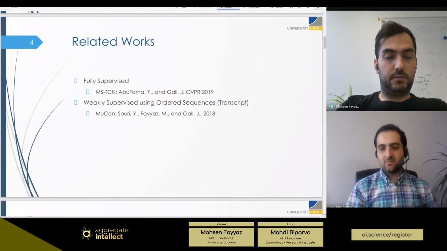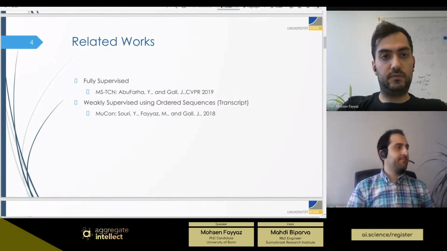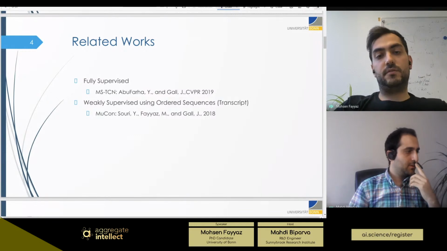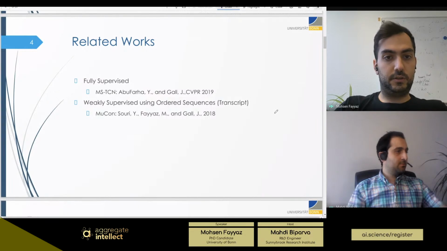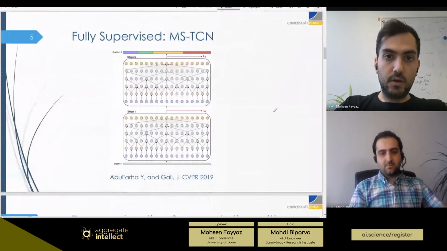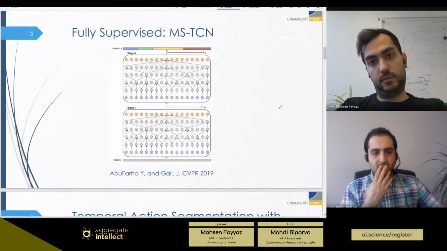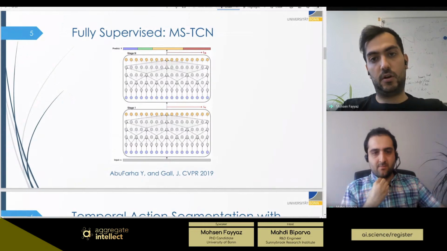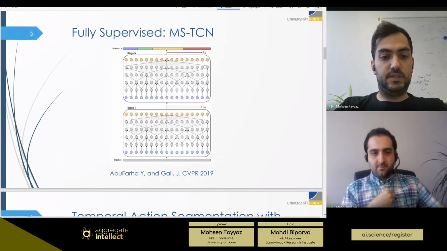In that set of problems, we have weak supervision of the ordered sequences of the actions. I will also explain how that works. And afterward, we will go to the final work that we presented in CVPR 2020. So, for fully supervised temporal action segmentation, one of the state-of-the-art methods presented in CVPR 2019 was this MSTCN paper.